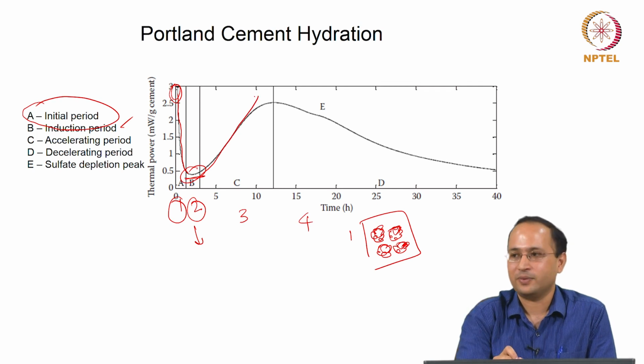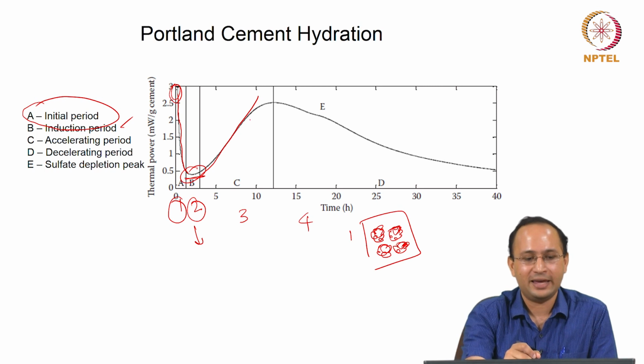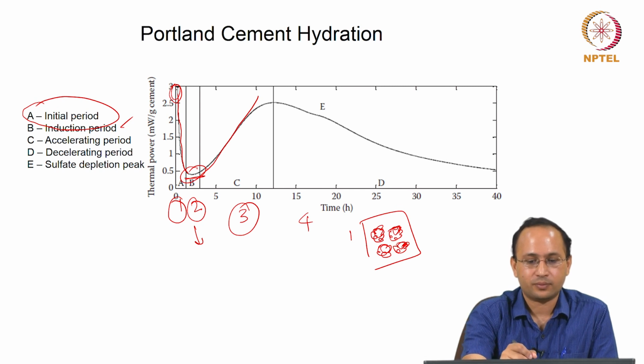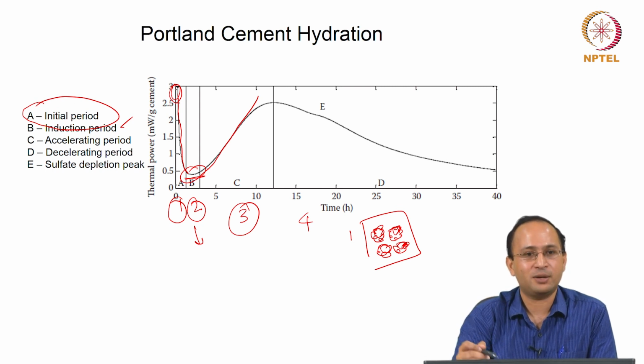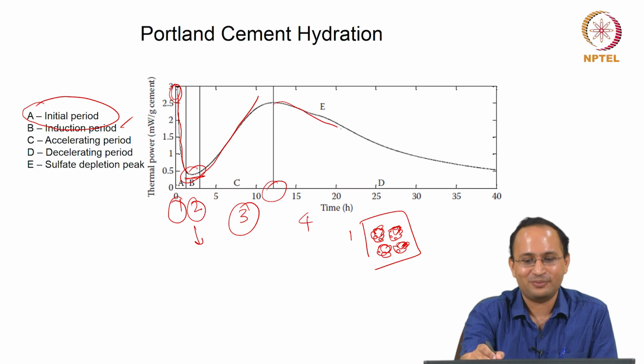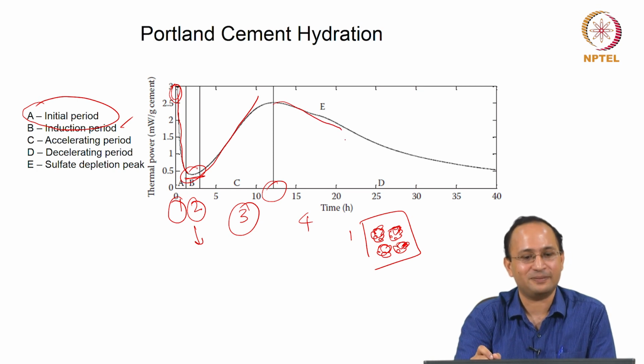This is then the reaction accelerates. It is called accelerating period, very important, right. So a lot of hydration products form during this period, right, and the peak you see is achieved around 12 to 14 hours, right. Then you see a slowdown. Now this is a deceleration. Why?